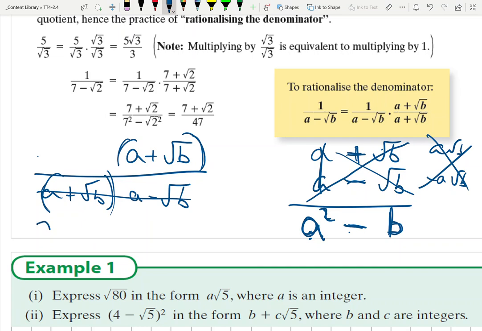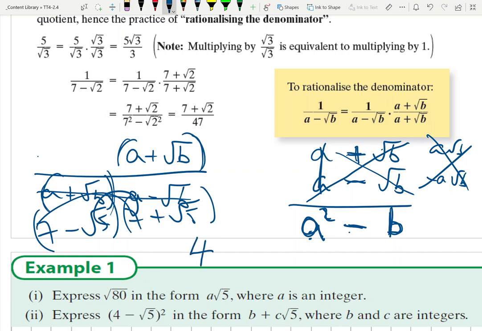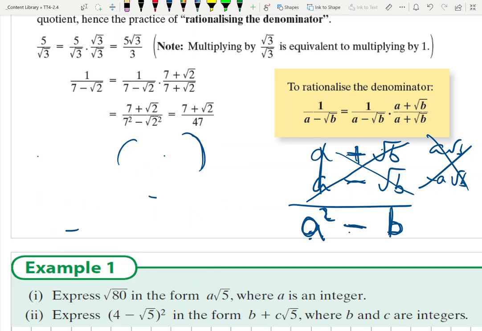So a quick test. What's 7 minus root 5 by its conjugate? 7 plus root 5. 49, take away 5, is 44. Okay? So yes, we can get conjugate products really quickly. You can also do them on your calculator if there's no letters involved. So you could do this on your calculator.